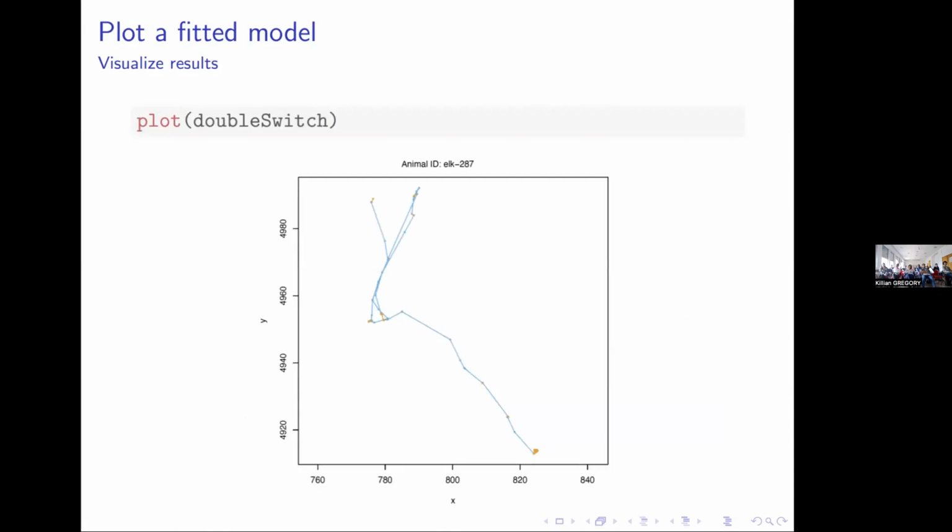So you can also plot your tracks with the state assignments. So here we see we have our foraging states, just those little brown clumps.